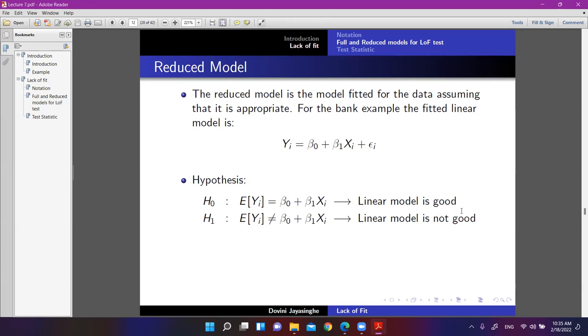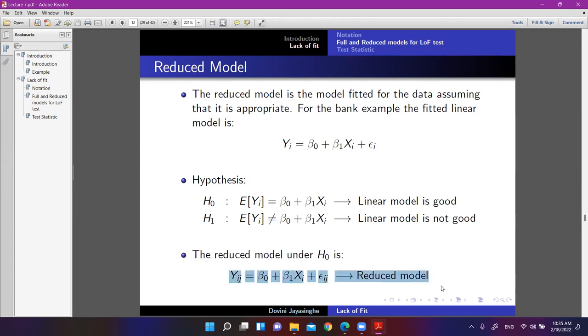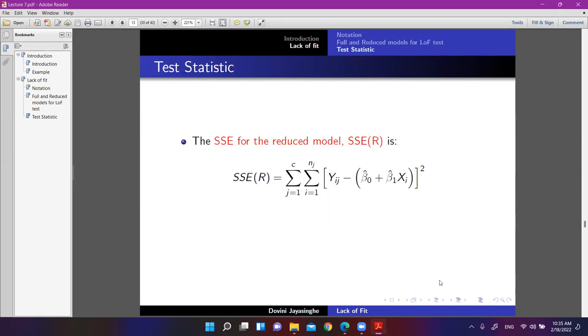When you are writing theoretically, it's nicer to use the word adequate. So, you can write H0: model is adequate, H1: model is not adequate. Anyway, you have to talk about this linearity. That is what we are checking. The reduced model under H naught is this one. The SSE for the reduced model, so this one, SSE for this, the same thing, right?